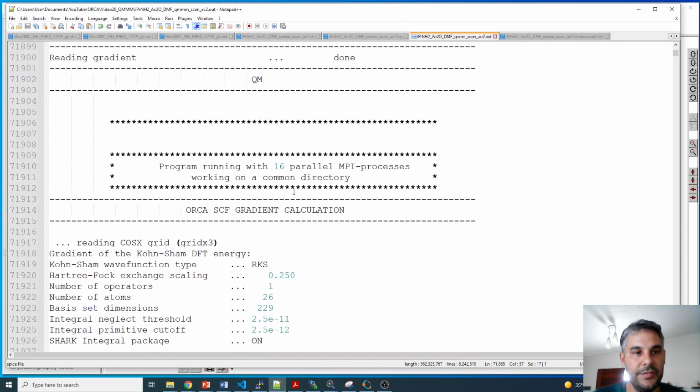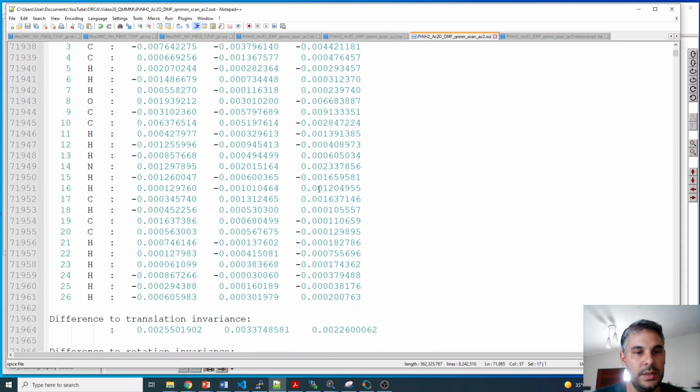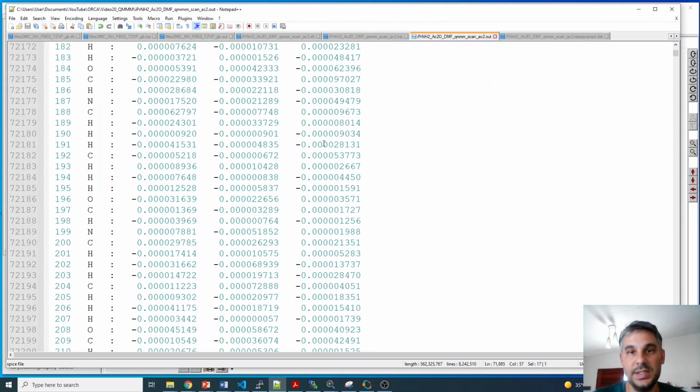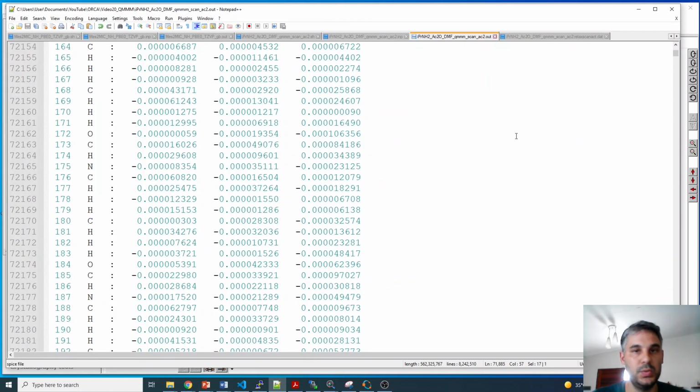So you will get different information. Then you calculate gradients, etc., and you continue the geometry optimization. This is a very large file, so I'm not going to skip through it, but the rest is like a normal relaxed surface scan.